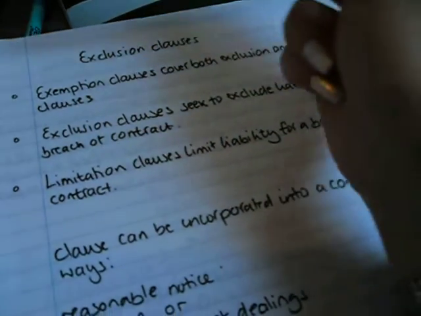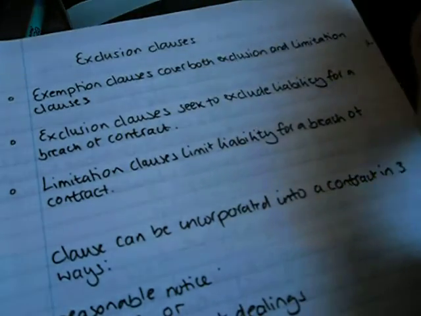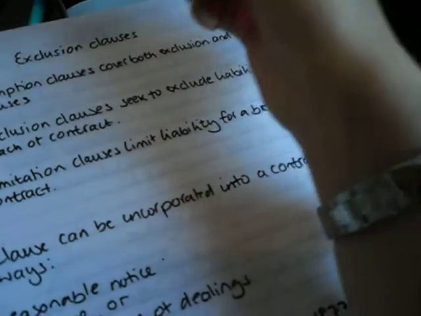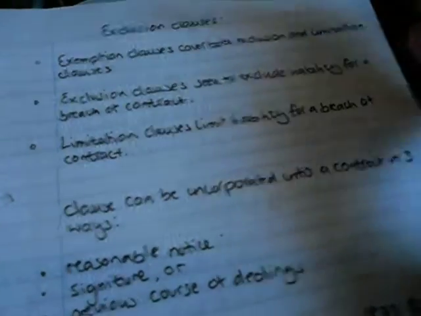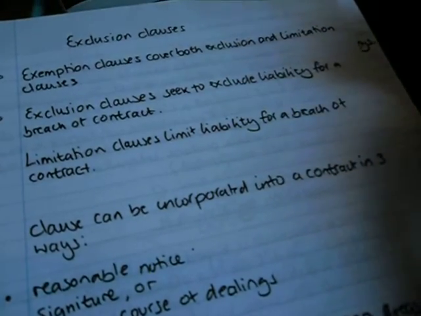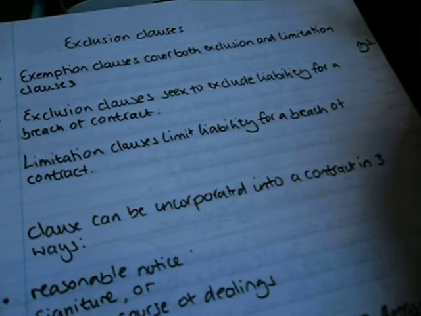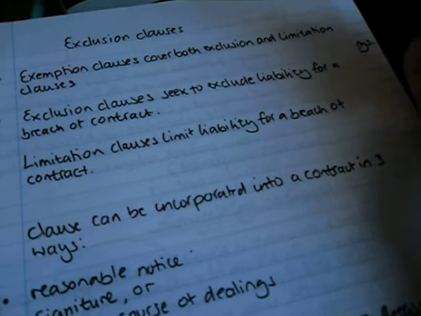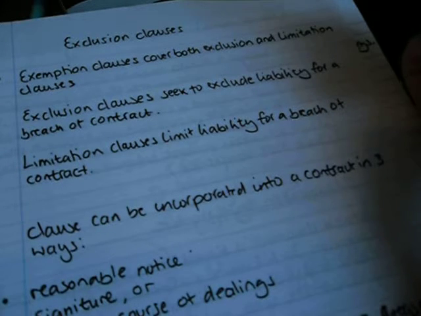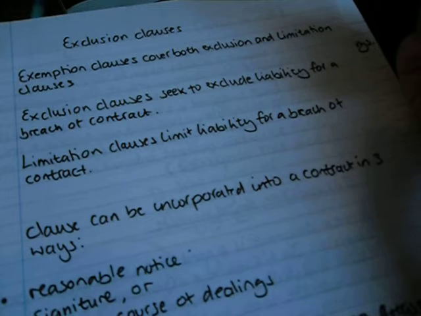An exclusion clause excludes liability for a breach of contract, and a limitation clause limits liability for a breach of contract. For example, if you see a sign that says we exclude liability for damage to property, that's an exclusion clause. On the other hand, if you see a sign that says we limit liability by 10% or 20% for damage to property, that's a limitation clause.